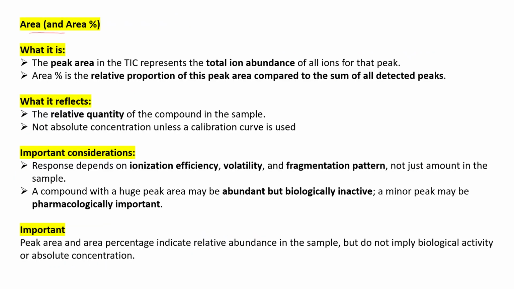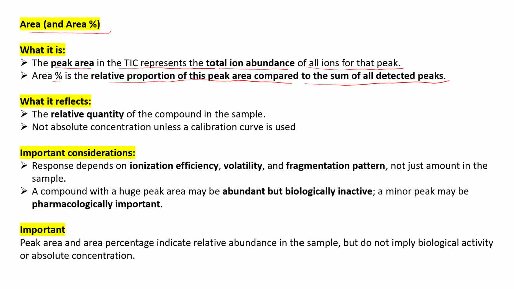What is the meaning of area and area percentage? The peak area in the TIC represents total ion abundance of all the ions for that peak. So area percentage is the relative proportion of this peak area compared to the sum of all the detected peaks.